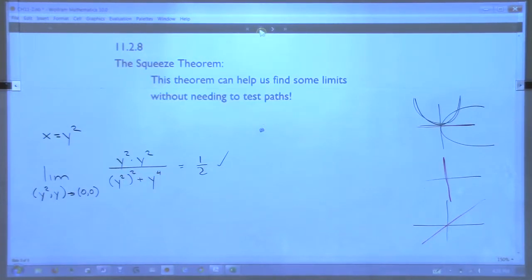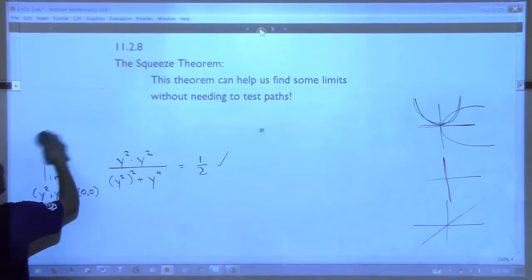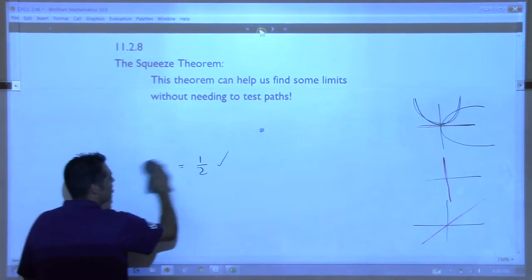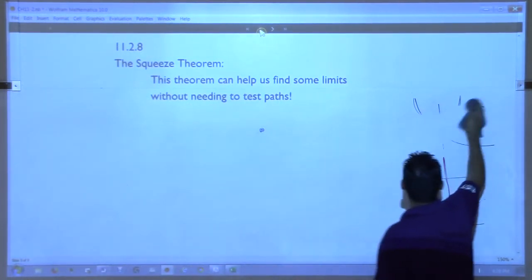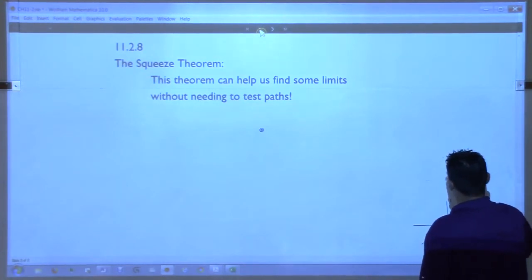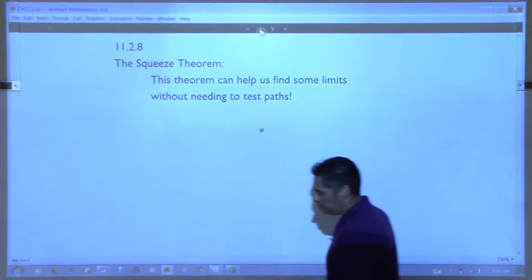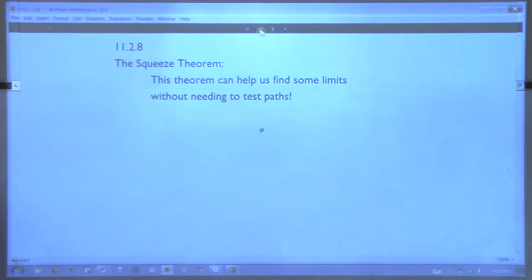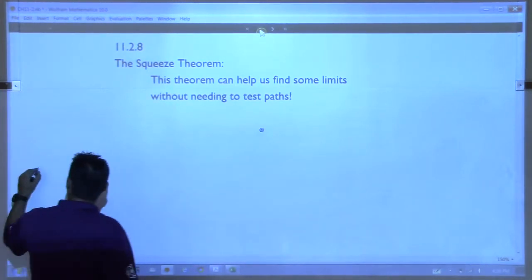So, squeeze theorem. Remember the squeeze theorem? Cal 1. Squeeze theorem was a way that we could do limits. I'll give you an example. Trying to think of one that would work out pretty nice. Like, think about this limit from Cal 1.